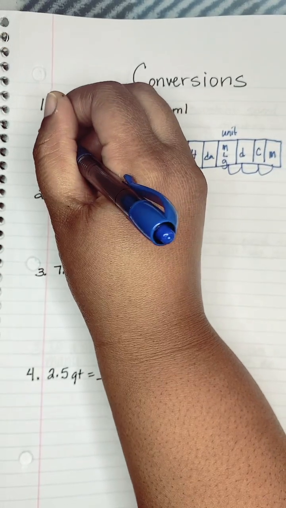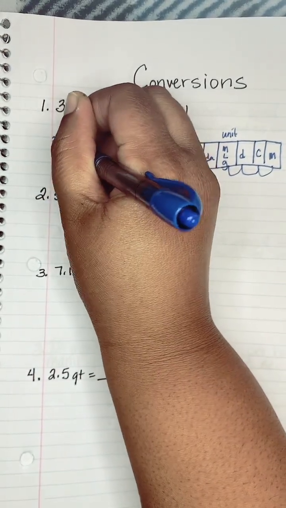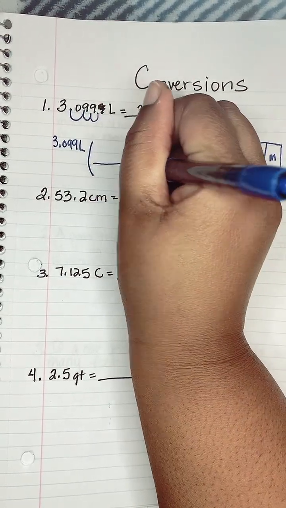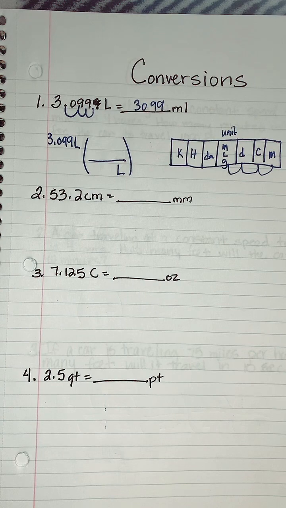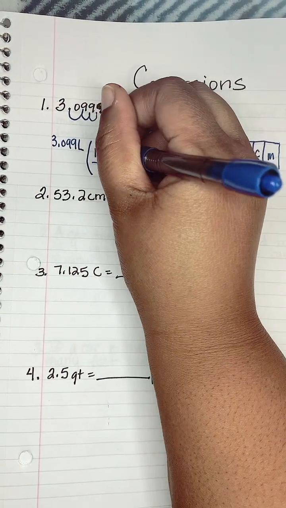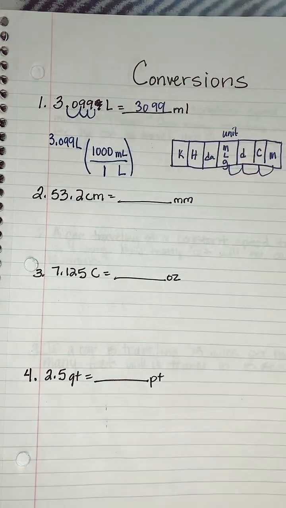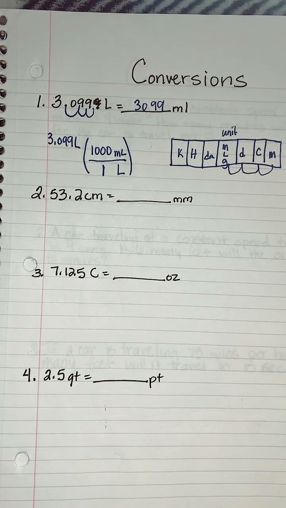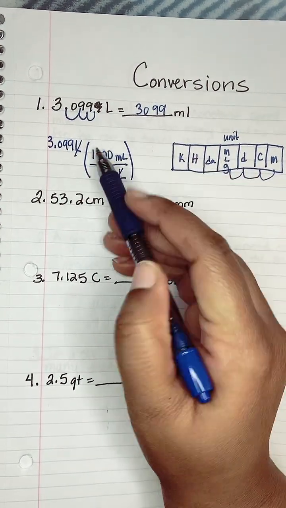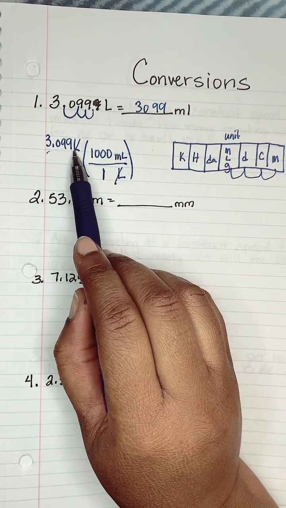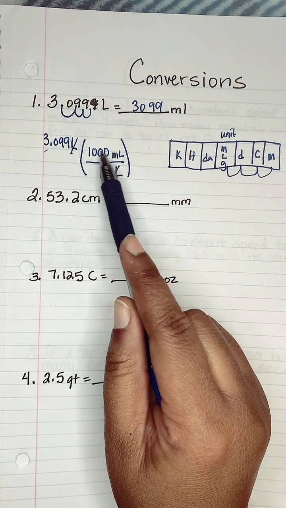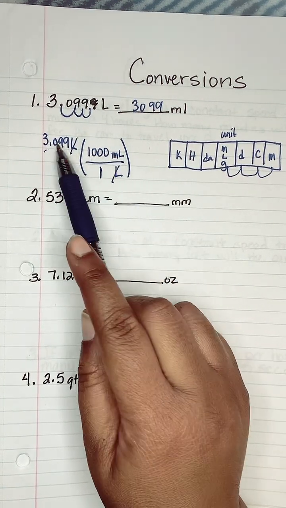All right, perfect. So we're going to start with 3.099 liters. And then remember, we want to cancel out liters. So liters has to go on the bottom. And there's 1 liter to 1,000 milliliters. Good. Somebody said times 1,000. Yes. See, the L cancels. So we have 3.099 times 1,000. And whenever you times a number by 1,000, you move it over how many zeros there are.